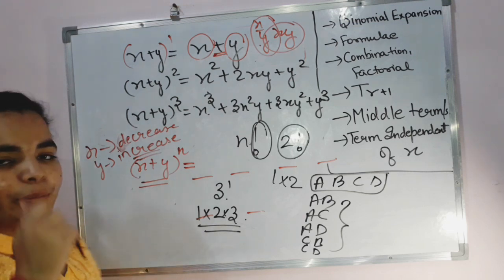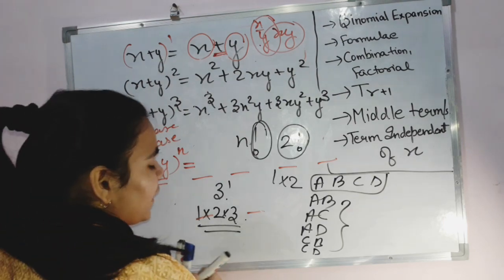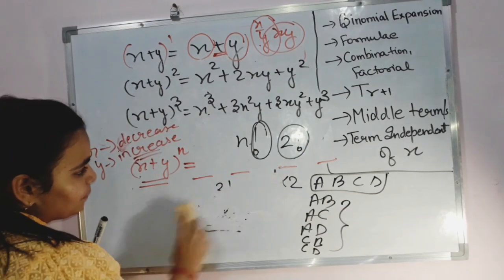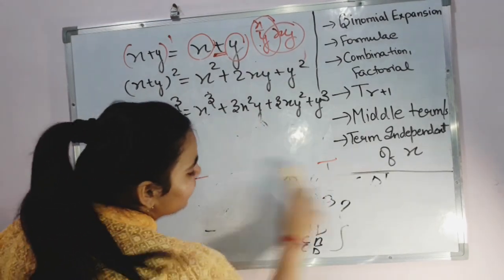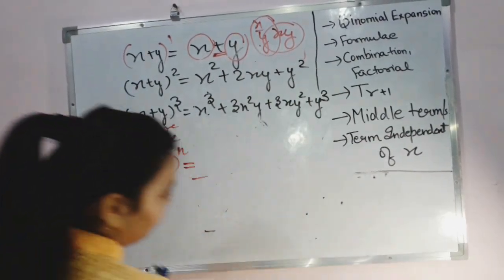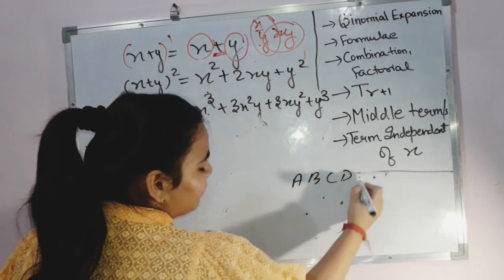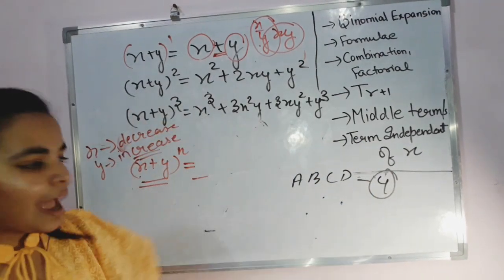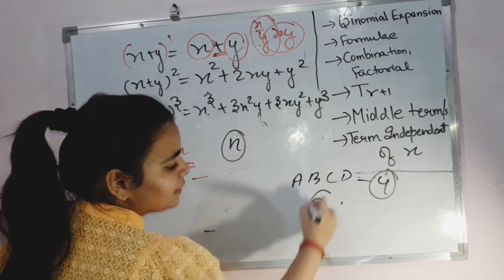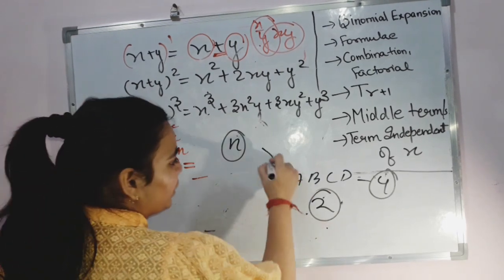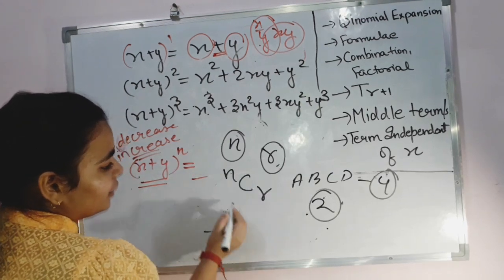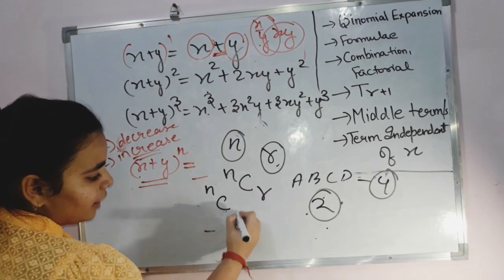Now, how do we solve problems related to combination? Let us suppose that n number of things are provided to us, and we have to select r number of things from them. Like we were having A, B, C, D, that means 4 things are given to us, so this 4 becomes n, and we were selecting 2 things from it, so that 2 becomes r over here. So we write it as nCr.